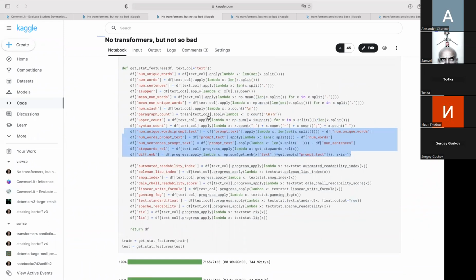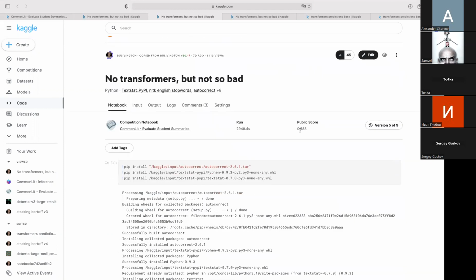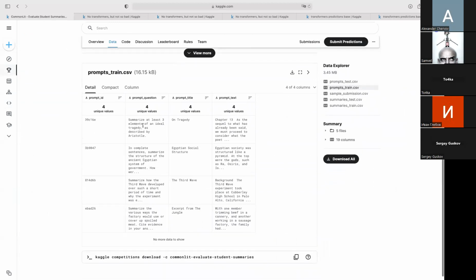These features gave me a much worse result than the previous version, and it's an interesting thing, and we are going to talk about it later, but I suppose that the meaning of this score is about, as I said before, the very small number of unique values for prompt question, prompt title, and prompt text. And exactly its amount is about 4.